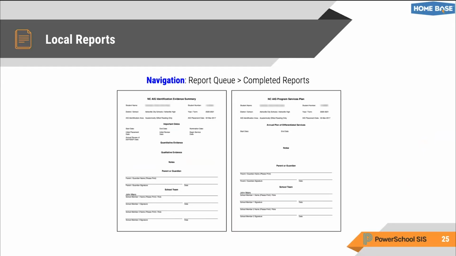Right. And so once you hit that completed word, here are 2 sample reports of the AIG Identification Evidence Summary and the Program Services Plan, the one you could use as a DEP there on the right. And so you can see this is just very simply going to print out all the information that you've put in there. It has spaces for parent guardian signatures. It has spaces for school team member signatures. And you can see it even allows you the opportunity to type in the names of the school team members if you like. So in these examples, I've entered my own name as a school team member on these reports.